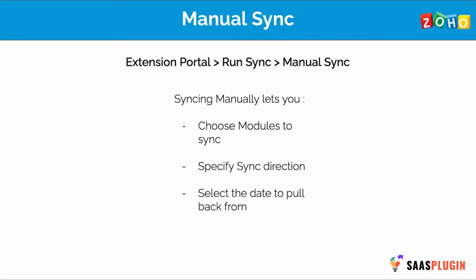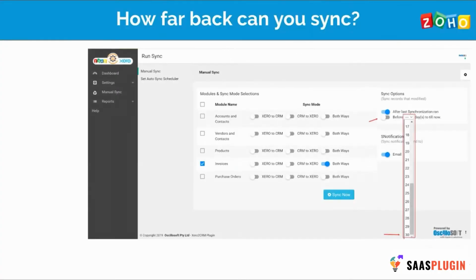So the main question is, how far back is that? How far back can you sync? Well, the answer to that is pretty simple. You can either choose to sync the data as far back as 30 days, or if you've had a sync before, then you can choose to pick it up at the last sync date. You can select whichever option fits you best by toggling through the options under the sync options setting.